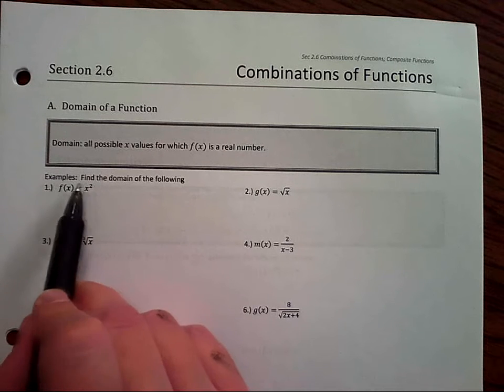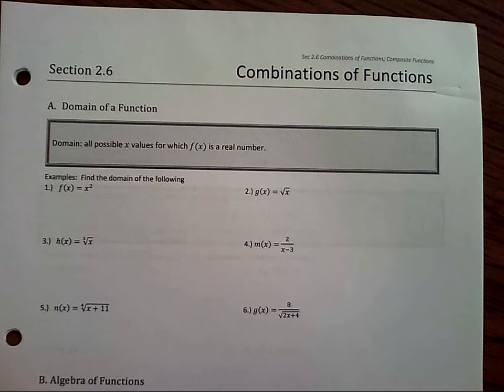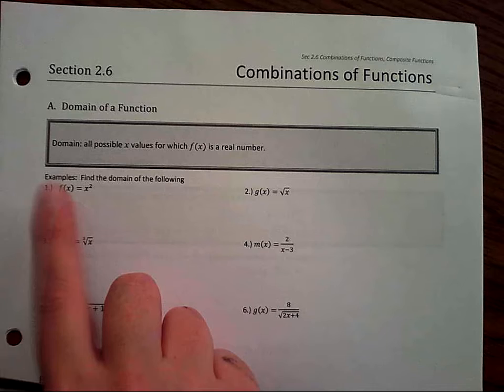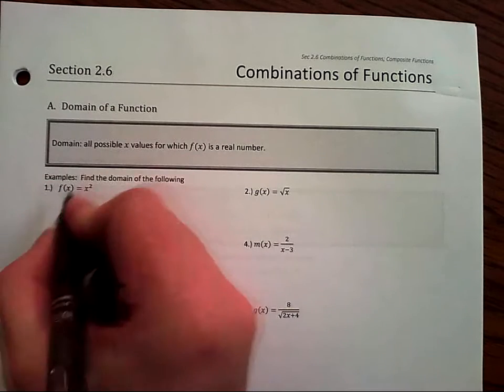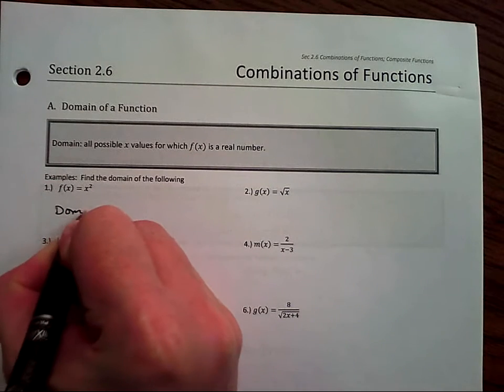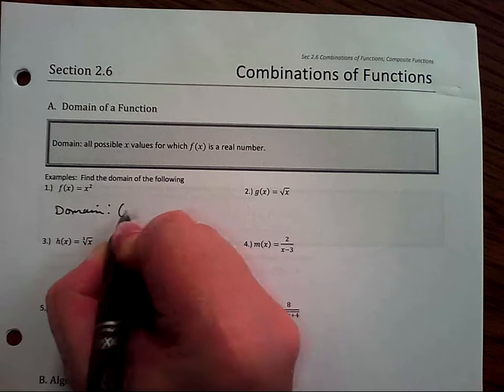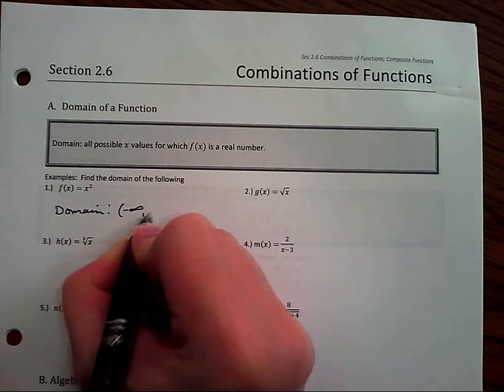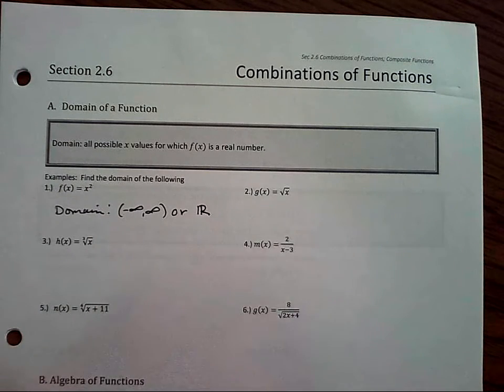So is there anything you're not allowed to put into x squared? Whenever I think about it, I'm thinking, can I have zeros? Can I have negative numbers? Can I have positive numbers? I can plug anything in for f of x equals x squared. So the domain is all possible x values. In interval notation, that's negative infinity to infinity, or it's a fancy R.